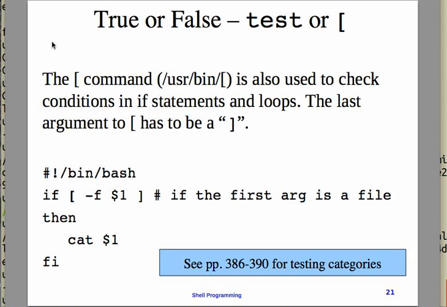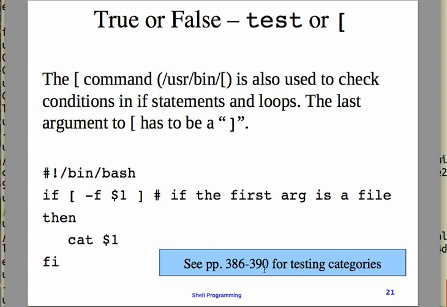So like we saw, the command /usr/bin/open square bracket is also used to check conditions. The last argument has to be a close square bracket. So if you use open square bracket, you have to have a closed square bracket that tells the open square bracket that the arguments to this test have ended. Okay, so it's kind of screwy, but that's how bash works.